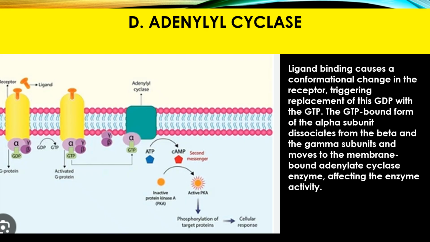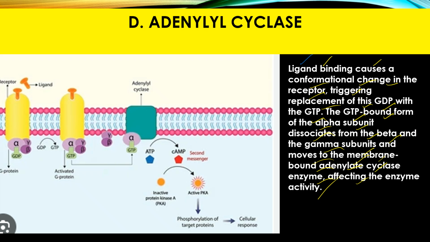So the ligand binding causes a conformational change in the receptor, triggering replacement of GDP with GTP. The GTP-bound alpha subunit dissociates from the beta and the gamma subunits, and moves to the membrane-bound adenylate cyclase enzyme, affecting it.